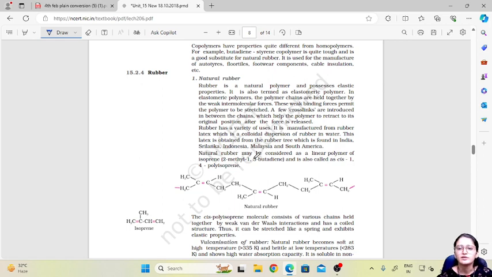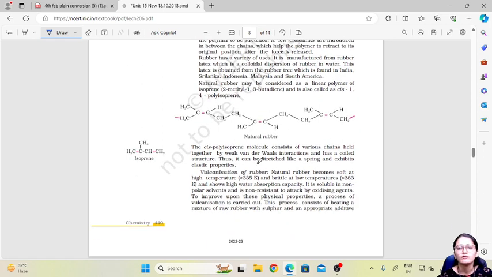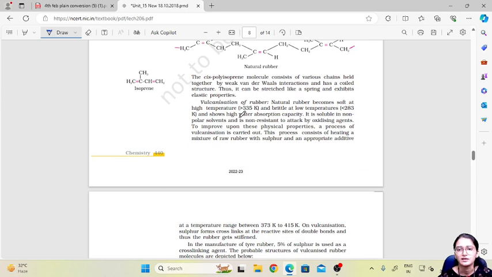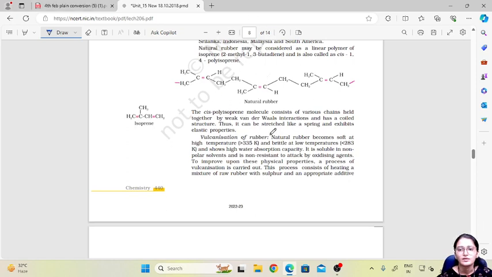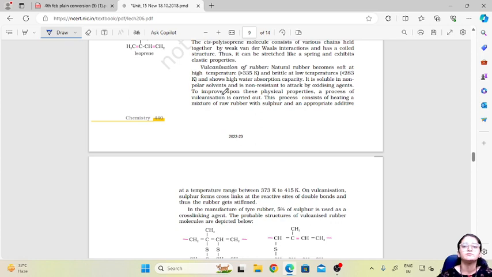Natural rubber is considered a linear polymer of isoprene, that is 2-methyl-1,3-butadiene, and is also called cis-1,4-polyisoprene. So this is the structure. In rubber, we have a very important process called vulcanization of rubber. Now what is this vulcanization?